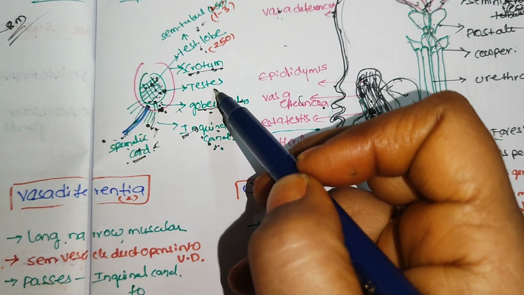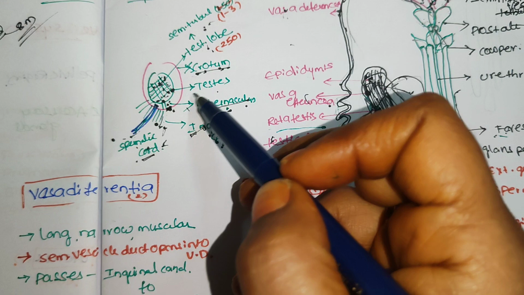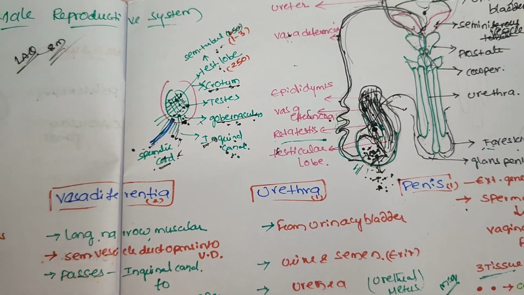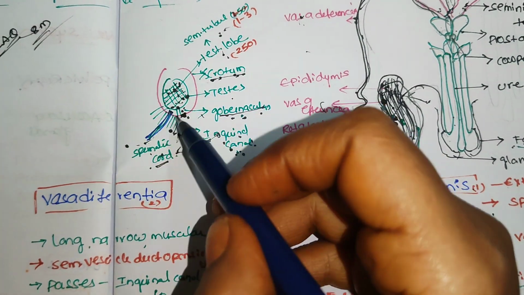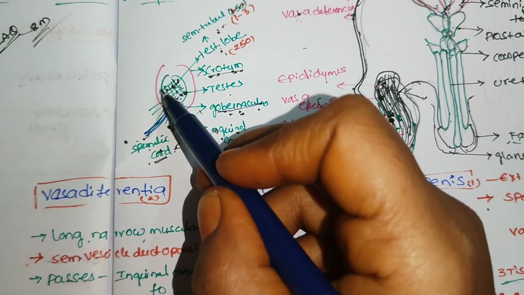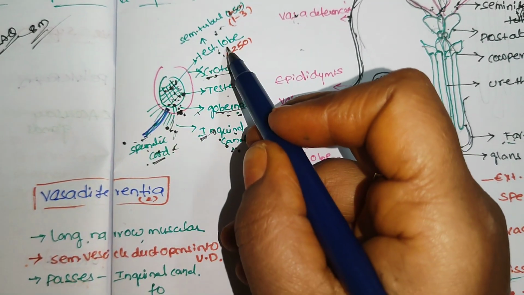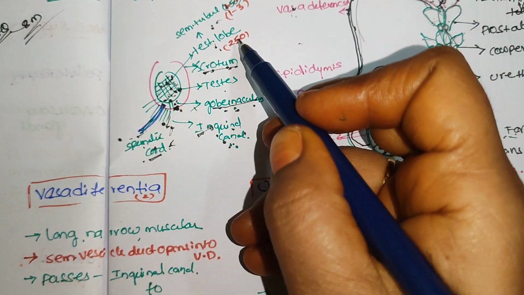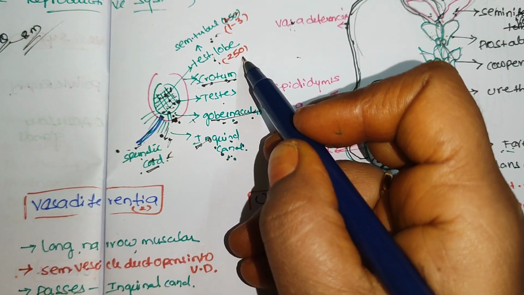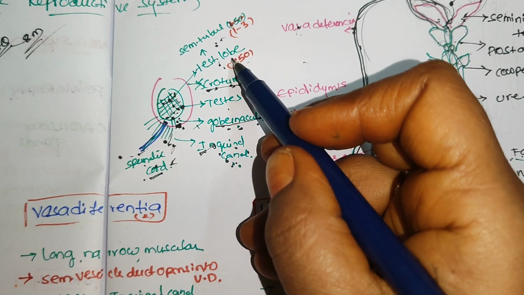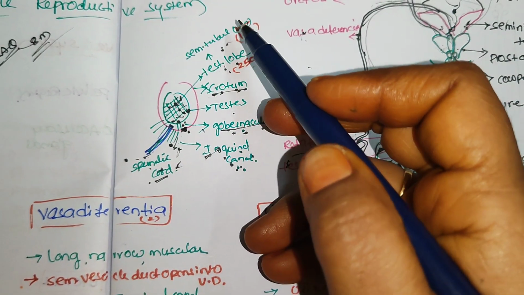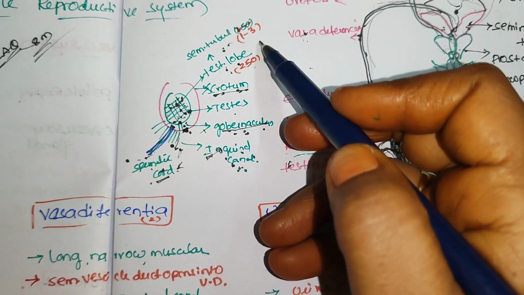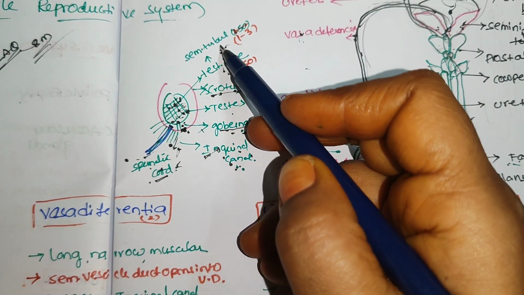Coming to the testes: they are covered by the tunica albuginea, a tissue layer. In the testis we have many lobules, the testicular lobes. Nearly 250 lobules are present inside the testis, and each testicular lobe consists of 1 to 3 coiled structures, the seminiferous tubules.